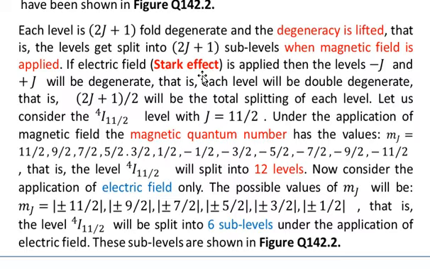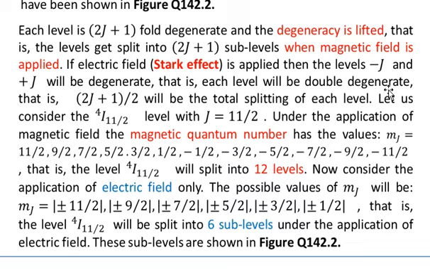But under the application of the electric field, which is the case of the Stark effect, the levels minus J and plus J will be degenerate. That is, the level with the value minus J and with the value plus J will form the same level. So the levels with minus J and plus J will have the same energy. That is, each level will be doubly degenerate.